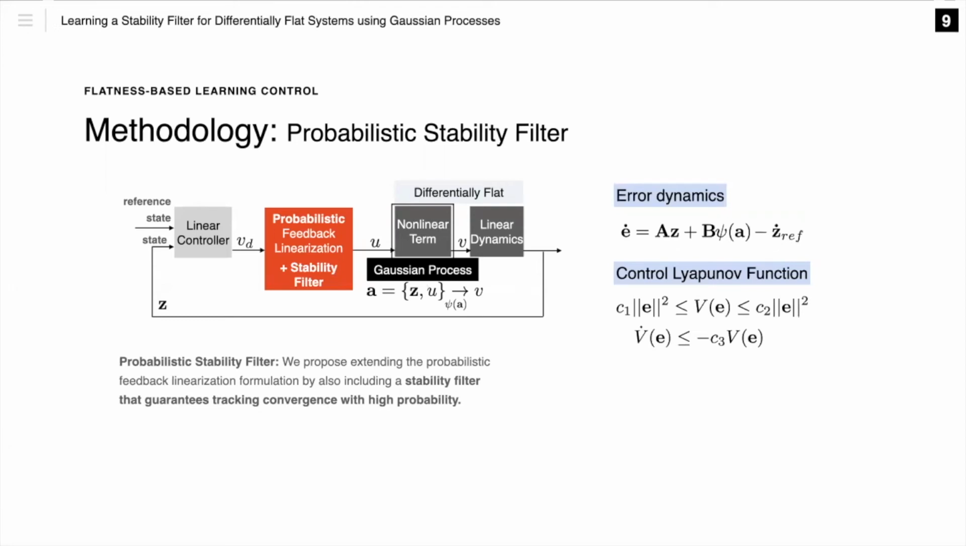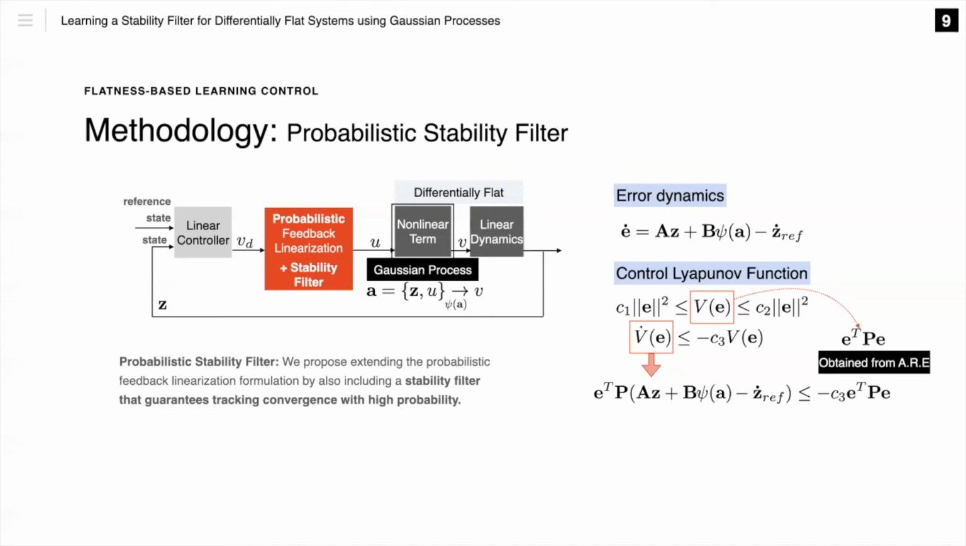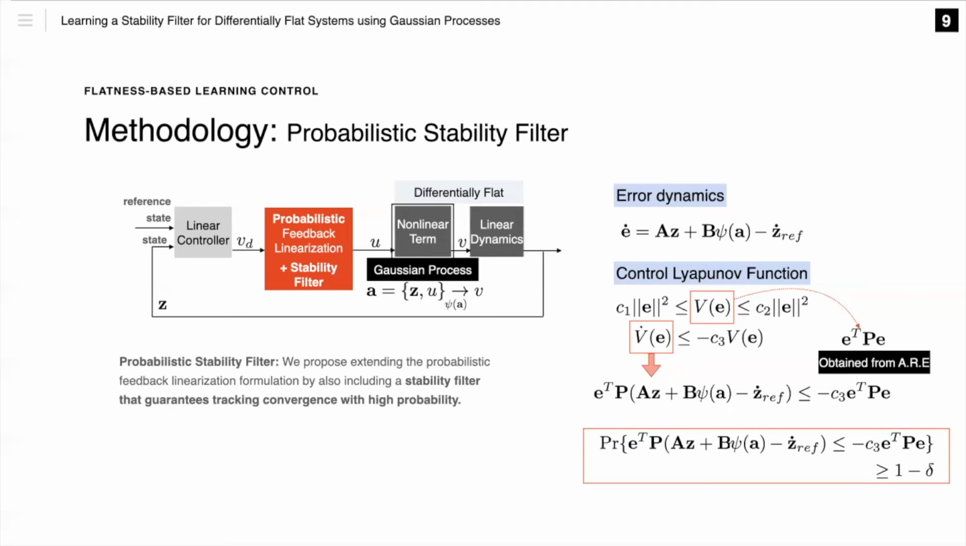We would like to find a control Lyapunov function that satisfies the following two properties to ensure exponential tracking convergence. We propose the following Lyapunov function, where P is obtained from the algebraic Riccati equation. By plugging in the error dynamics, this decreasing condition has the following form. And we would like this decreasing condition to hold with high probability. So in this case, delta is some small value.